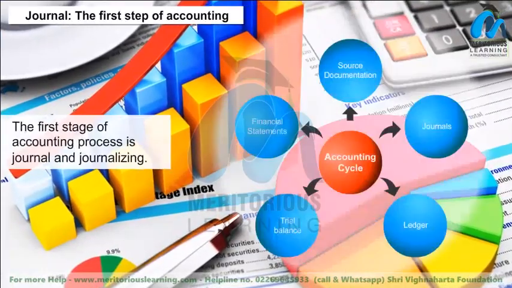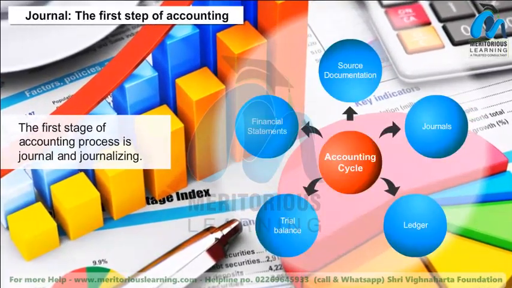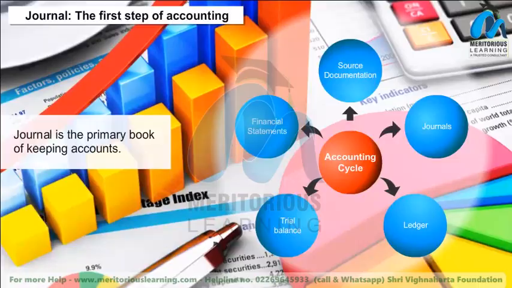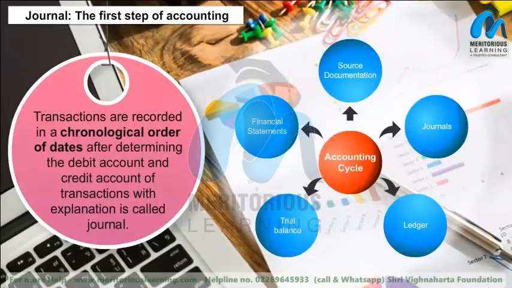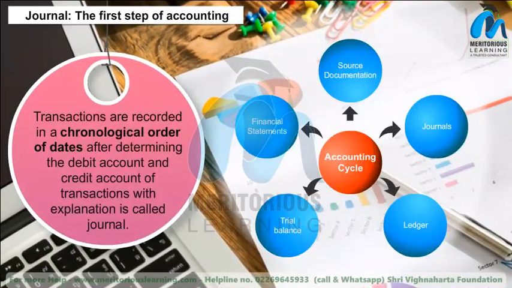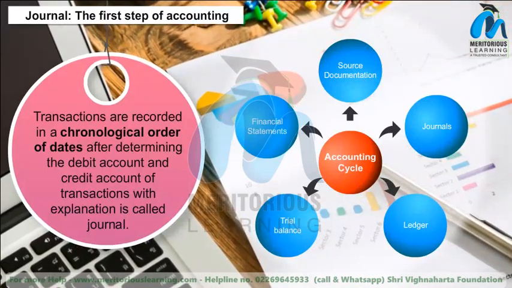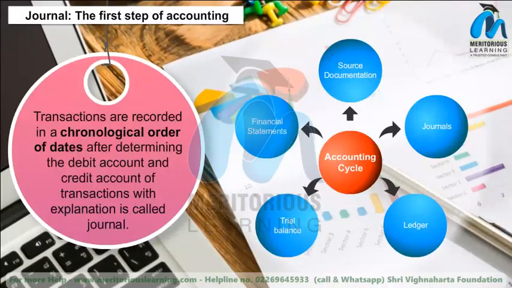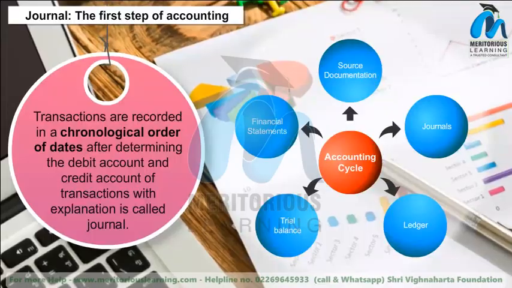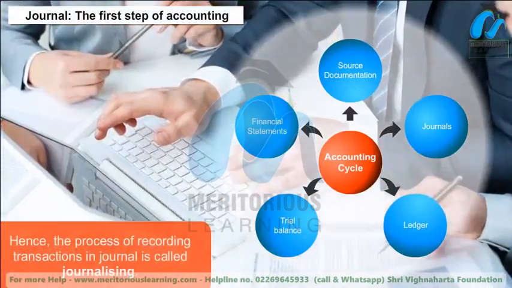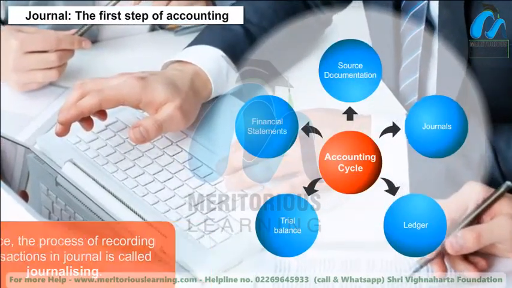Journal, the first step of accounting. The first stage of the accounting process is journal and journalizing. Journal is the primary book of keeping accounts. The book wherein the transactions are recorded in chronological order of dates after determining the debit account and credit account of transactions with explanation is called journal. Hence, the process of recording transactions in the journal is called journalizing.